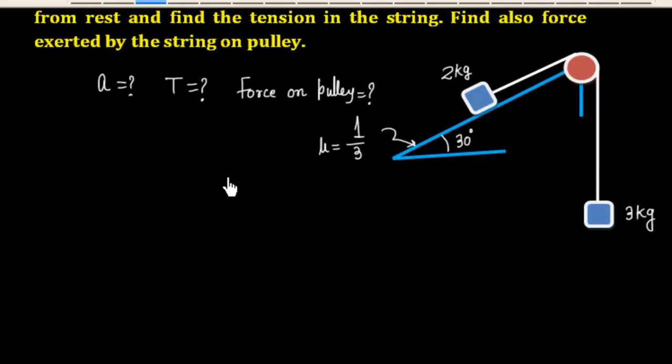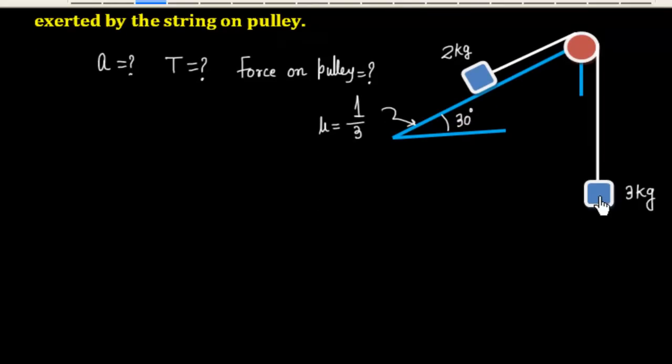So let us discuss one by one. First, let us draw the free body diagram. Since this mass is heavy and this mass is lighter, it has a tendency to go in this direction. So the weight mg, that is 3g, is acting downward, and let us say the acceleration of this mass is a in the downward direction. The acceleration of this mass is also a because the string is inelastic.